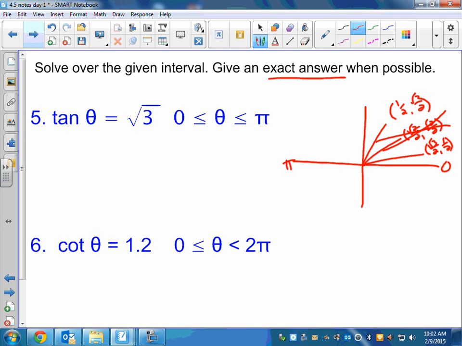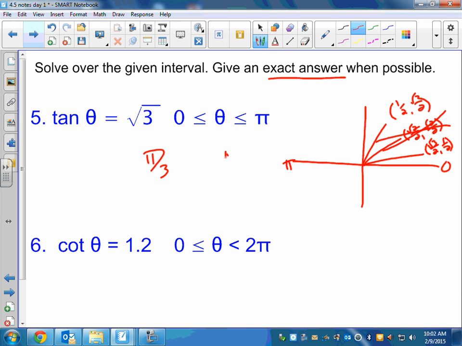Tangent is which one? Y over x, which means y over x, which one is going to have the square root of 3 on top? This one, yes? Which is 0 to pi, means you better give me radian answers. Pi thirds. Don't give me 60 degrees. It didn't ask for degrees.